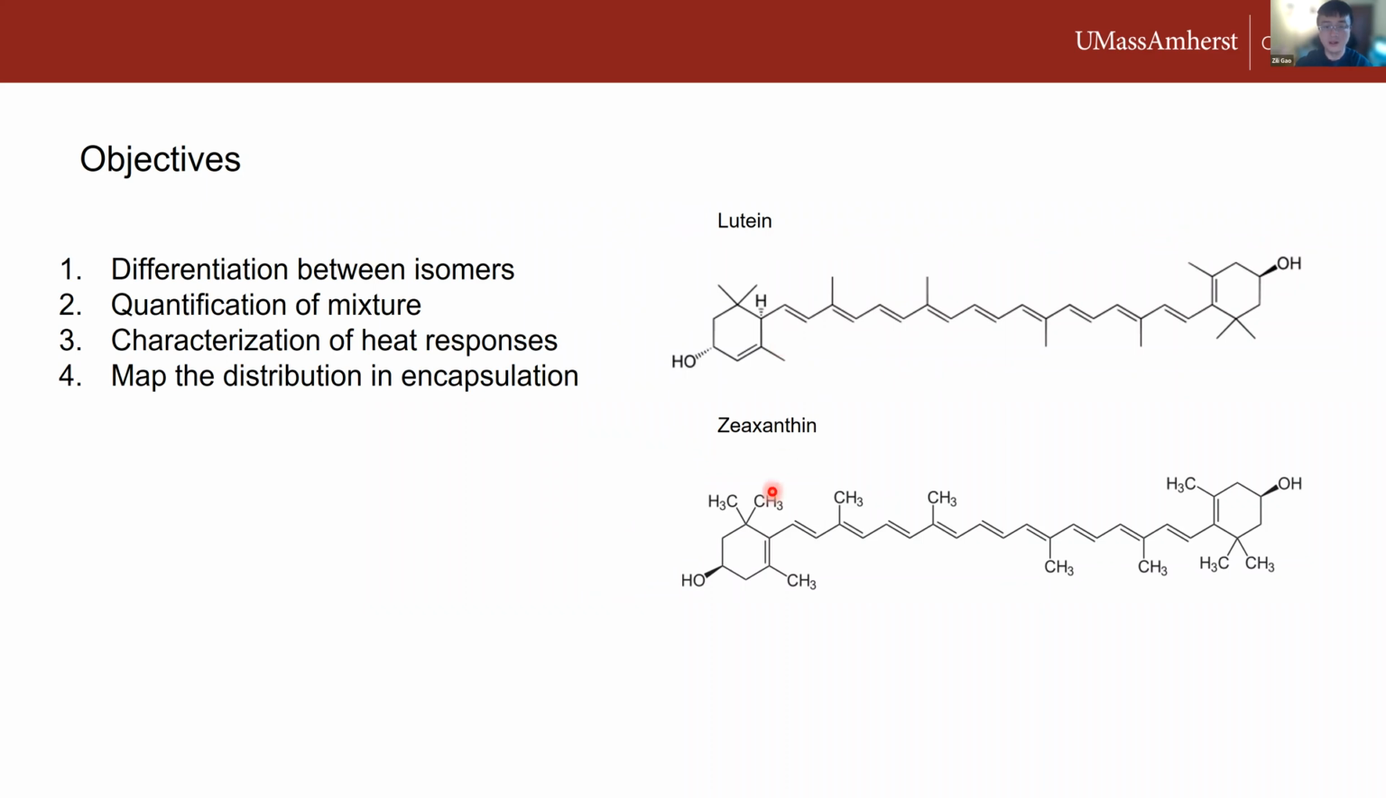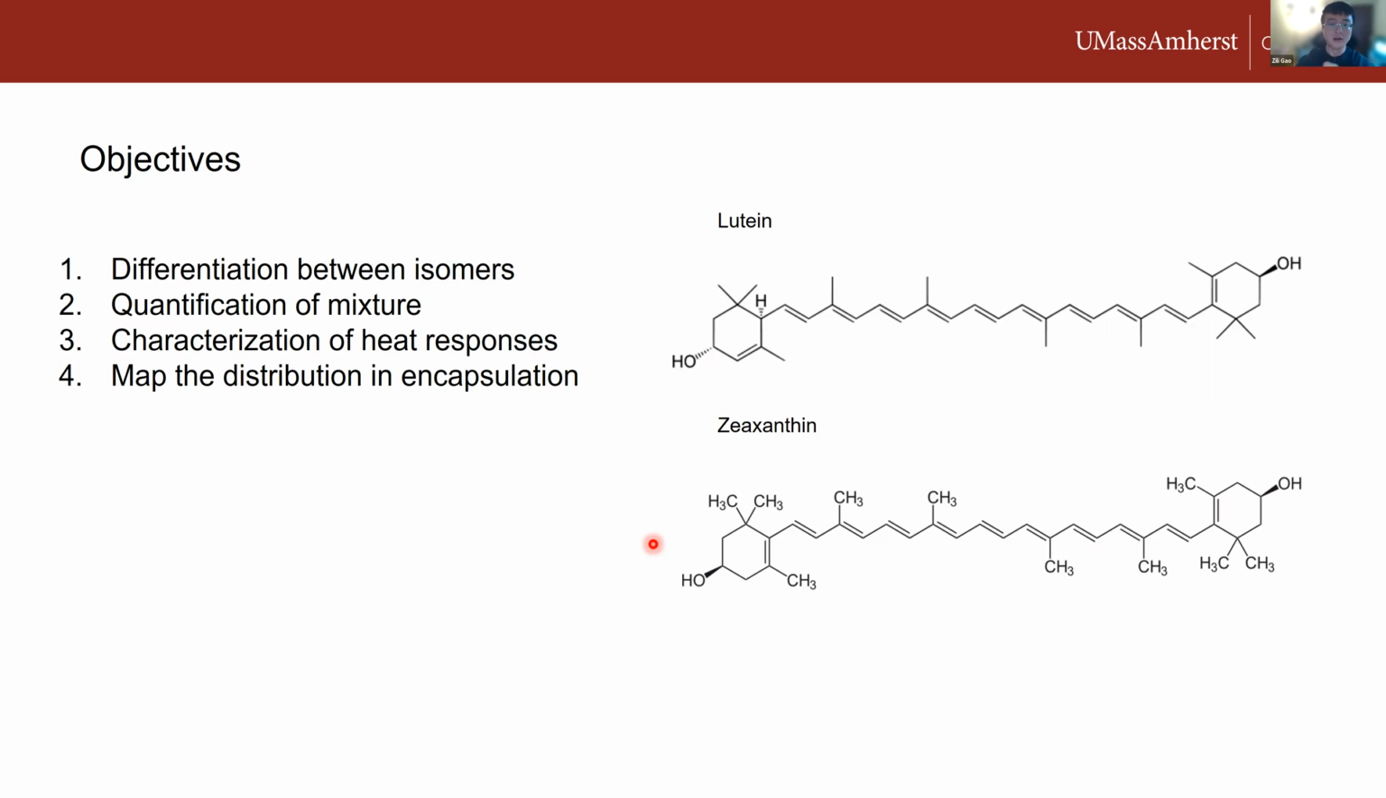As you can see, they are isomers with very similar structure, and we want to see whether Raman could differentiate these two isomers, and whether Raman could quantify the composition in the mixture form. We also want to see whether Raman could characterize them after heat treatment. And lastly, we want to see if Raman could map the distribution of a compound in its encapsulated form.